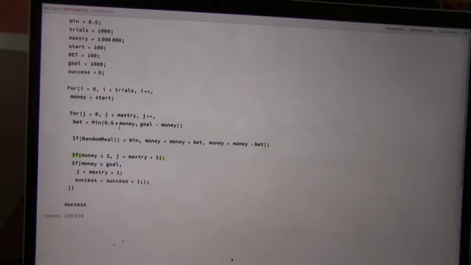Bet is the minimum of half your money and the goal minus your money. And if the money is less than $1, because we can't say less than 0 now, because you'll never get to 0. Well, I said less than or equal to 0 before, but now we'll say less than or equal to 1, just to be sure. And I think this does it.